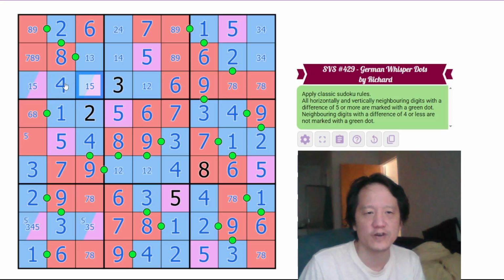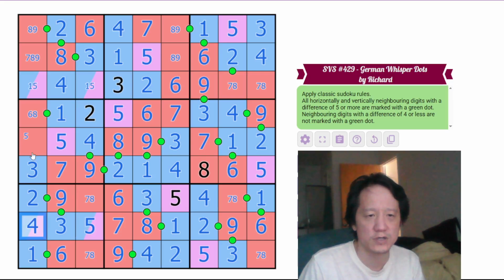This becomes a 1, 5 pair, which eliminates 1 and 5 in the rest of the box and the row. This can't be 1. This is 2, which makes this 1, which makes that 2. This 2 eliminates 2 here. It's 4, 1. 4 eliminates 4 here. It's 3 and 4. This 1 eliminates 1 here. It's 3. This 3 eliminates 3 here. It's 5. This can't be 3 or 5. This is 4. This cannot be a 5.